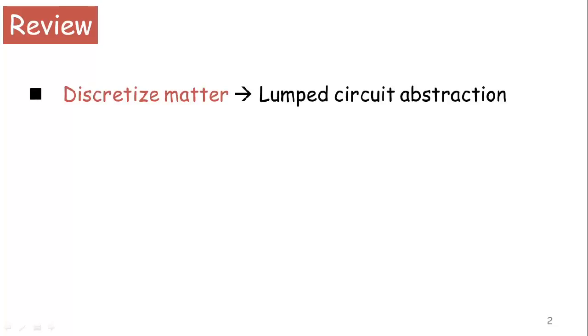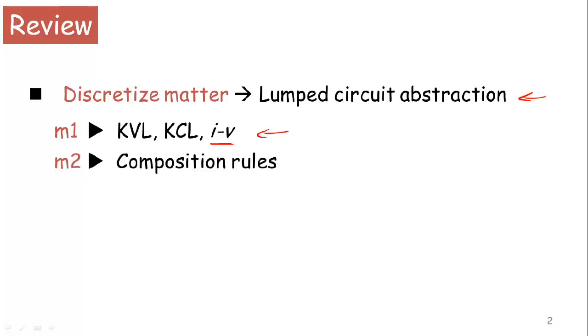We started this course by discretizing matter and developing the lumped circuit abstraction. Our first step was to create a tool chest containing several analysis techniques, and we've looked at 5 techniques. Method 1 was what we call the KVL-KCL method, and in this method, you combine KVL-KCL relationships and the IV relation for all the elements in the circuit, put them into a big hopper, and end up having to solve a set of system equations that eventually gives rise to all the voltages and currents for the circuit.